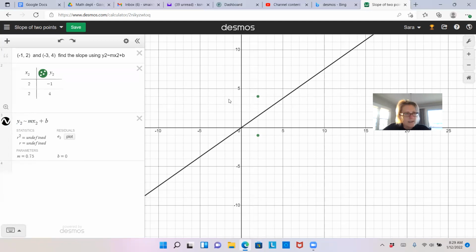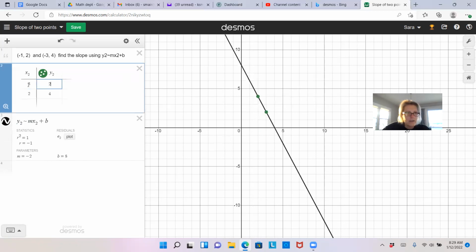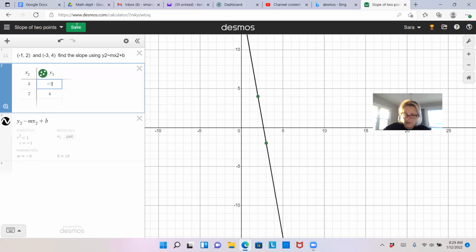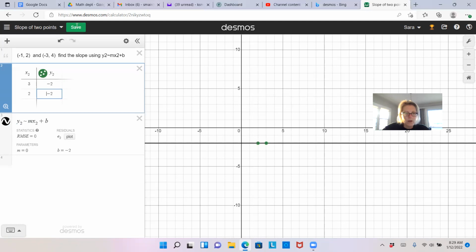So let's put in the last set of points. We had 3 and 2. Oh, no, 3 and -2. And then we had 4 and a -2. And now this one has a slope of 0, M equals 0. Okay, this is called a horizontal line when it has a slope of 0.